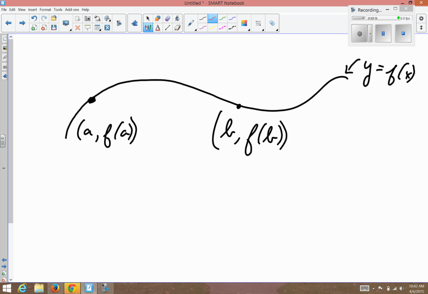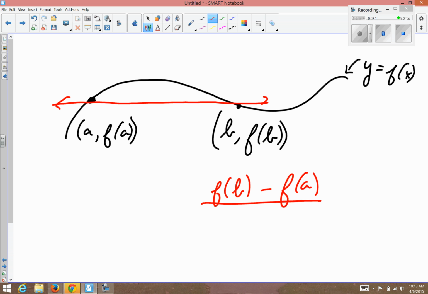The line through these 2 points, that line right there, would have this slope, the change in y over the change in x. All of this red just means the slope of that line. The theorem says there's at least one point between a and b where the derivative of the function at that number, c, some number between a and b, is equal to the slope of that red line.